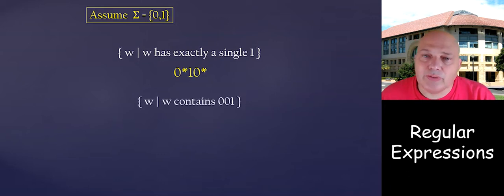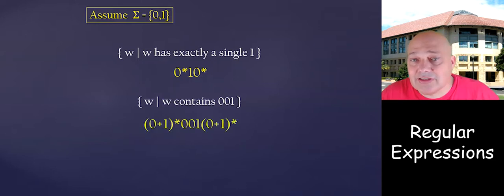How about the language of strings W where W contains 001, which should be reminiscent because we described the DFA for this language. This is similarly (0+1)*001(0+1)*, so any string, concatenated with 001, concatenated with any other string.